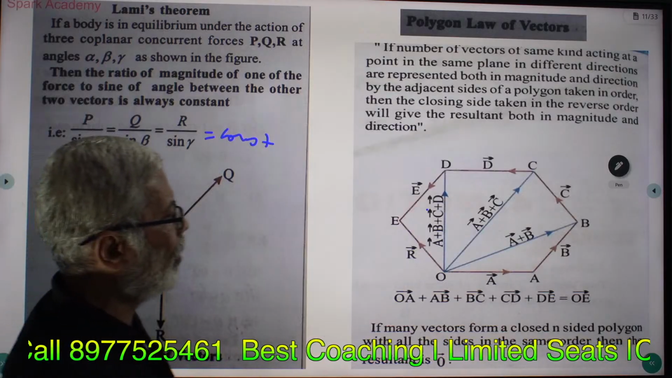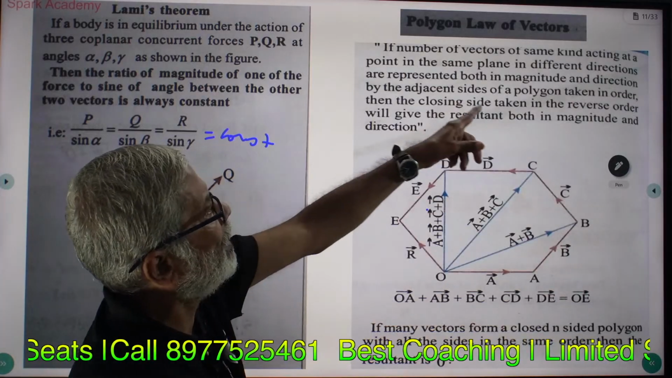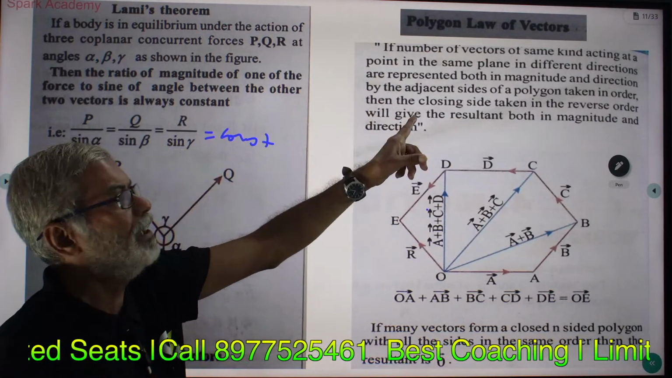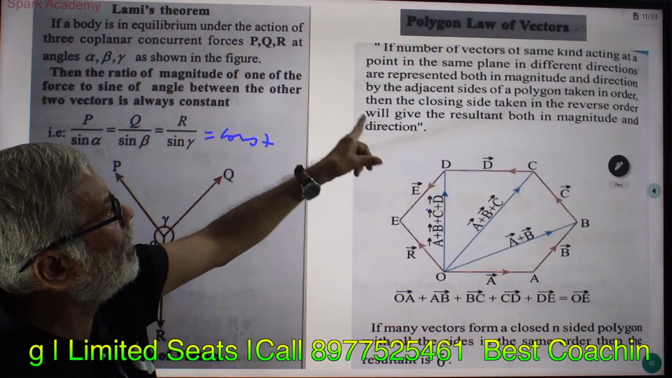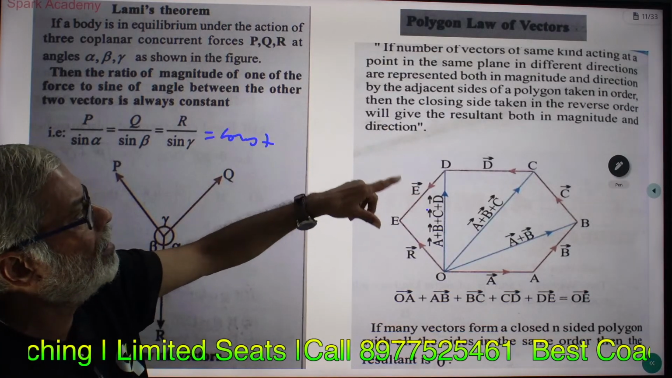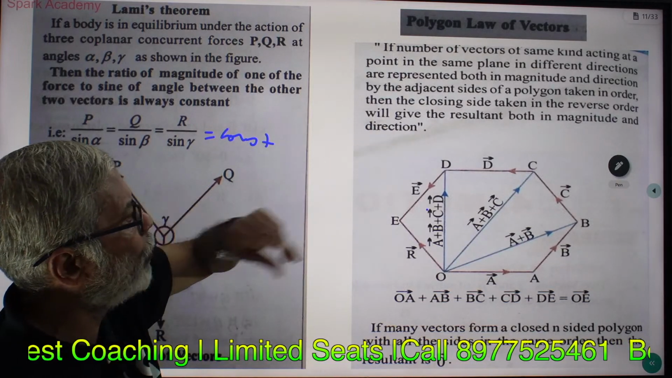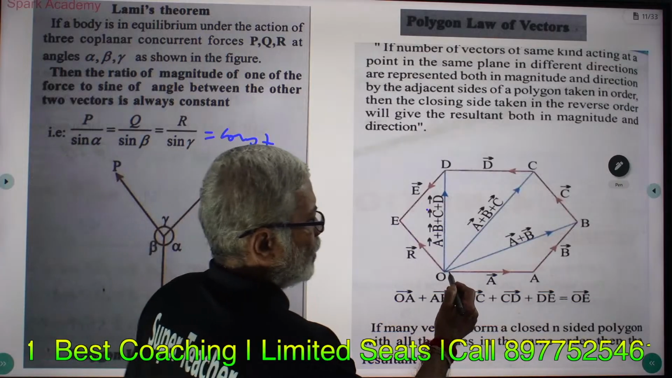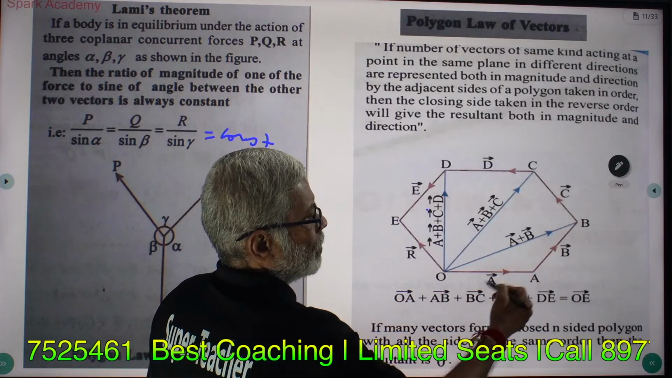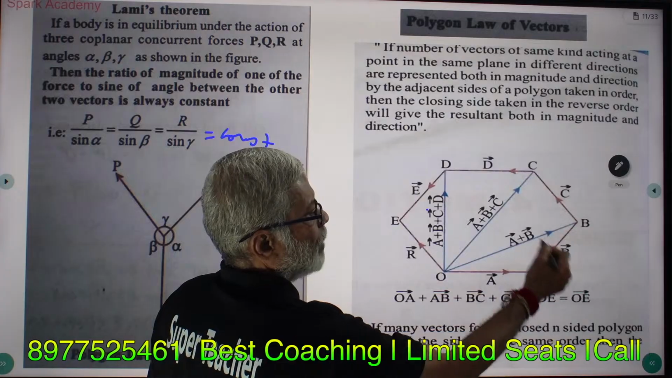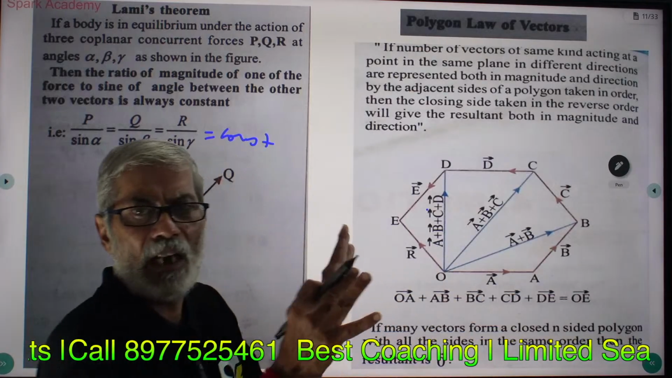Now, what is the polygon law of vectors? If a number of vectors of the same kind acting at a point in the same plane in different directions are represented both in magnitude and direction by the adjacent sides of a polygon taken in order, then the closing side taken in reverse order will give the resultant both in magnitude and direction. What is the meaning? Suppose this is vector A, now AB is another vector B, so its resultant will be A plus B. Now another vector C is there in this particular direction. These vectors will be there in isolated manner.